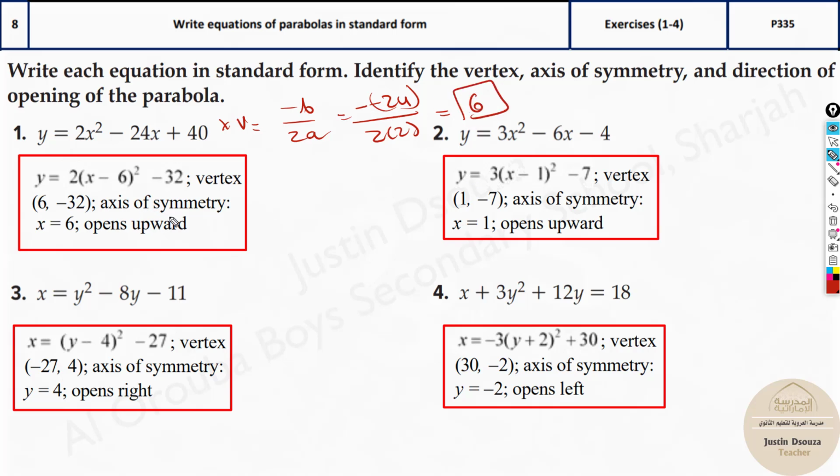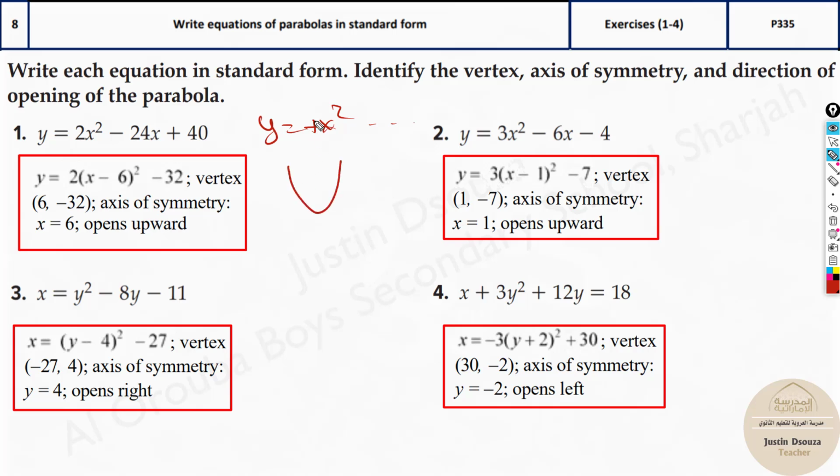Now you can see the axis of symmetry is 6 and the x value of vertex is 6. If you want to find the y value, just substitute 6 over here and solve it. It'll be 6 minus 6 is 0, so it's minus 32 over here. But this question is about finding standard forms, so they have to give you the standard form in the options. And over here, it's the same thing. It's just that the orientation is different. Now, one thing, if it is y is equal to x square and so on, if it is plus, it opens upwards, minus, it opens downwards.